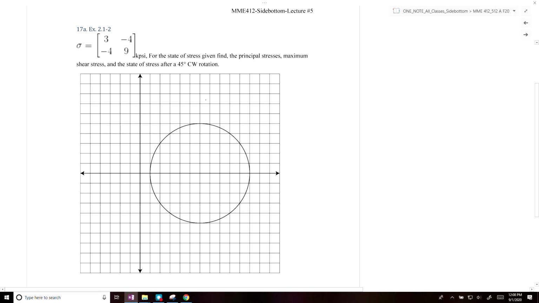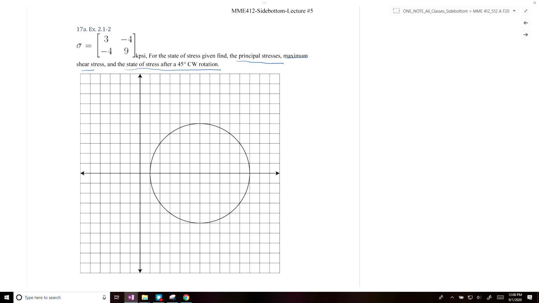So in this video, we're going to do an example problem for the given state of stress in the XY coordinate system. We're going to try to find the principal stresses, the maximum shear stress, and the state of stress after 45 degrees counterclockwise rotation. So we're just going to follow the Mohr circle procedure that was introduced in the last video.